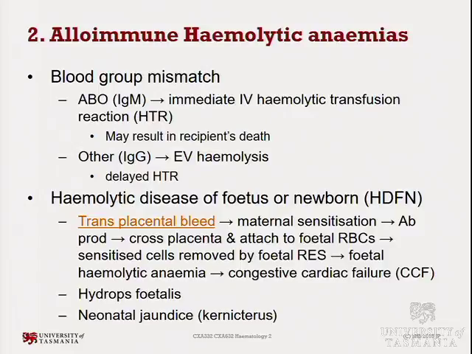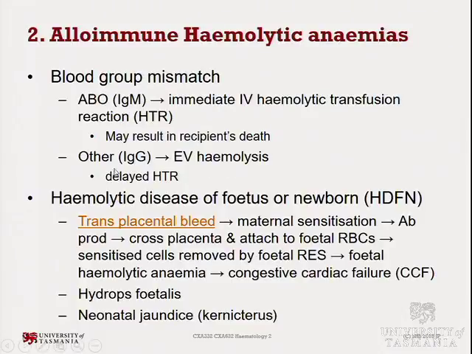And so if I was given blood group A, blood group B, blood group AB, they would immediately lyse as they hit my plasma, my blood. Okay, and so that's why we have what we call immediate intravascular hemolytic transfusion reactions, and they can be quite catastrophic.